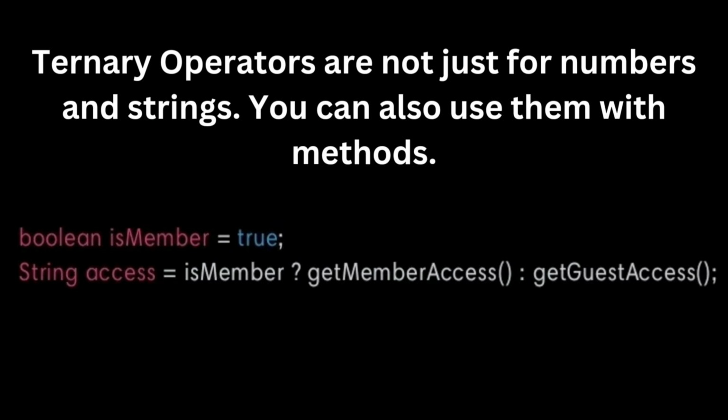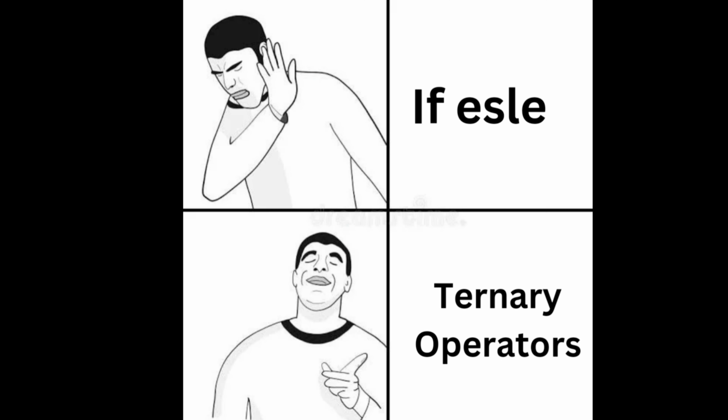You can also use them with methods. For example, and there you have it. Ternary operators in Java. They're concise, efficient, and can make your code look cleaner. So next time you find yourself writing an if-else statement, think about using a ternary operator instead.